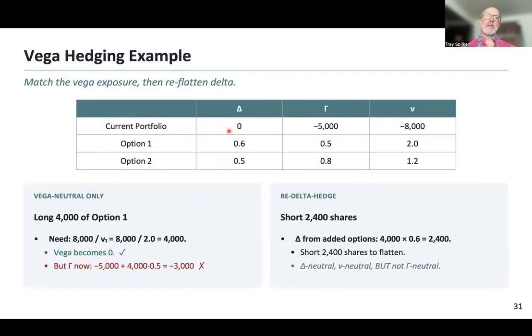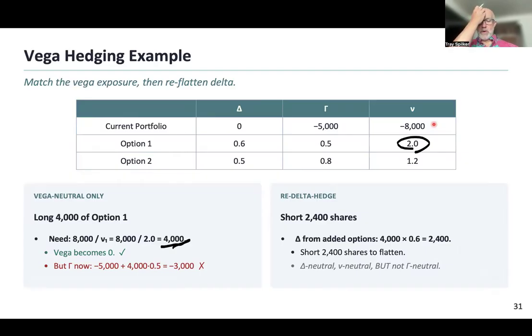So here's our current portfolio. We've got a delta of 0. We have a gamma of -5,000 and a vega of -8,000. Now, if we focus only on hedging our vega exposure, which is -8,000, then if we take a look at option 1 and use that to hedge our vega exposure, you can quickly intuit here that since option 1 has a vega of 2, then when we divide 2 into our 8,000, we need to buy 4,000 of option 1, and that'll nullify our vega exposure.